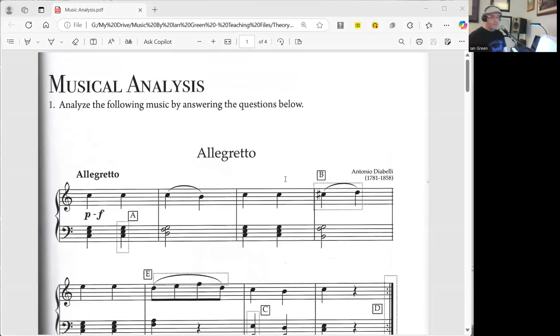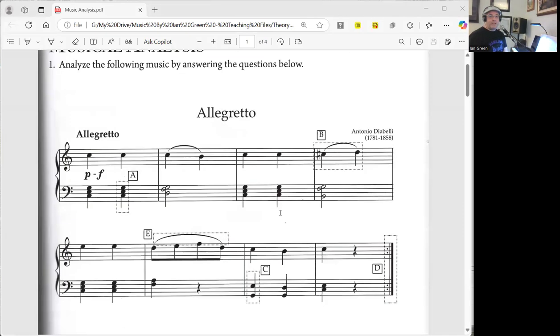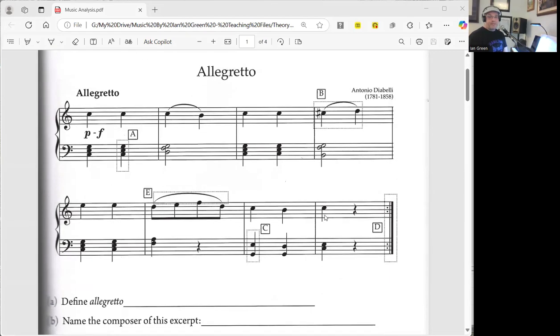Let's first of all look at page 106 and look at this beautiful Allegretto by Antonio Diabelli. Let me play the example first.